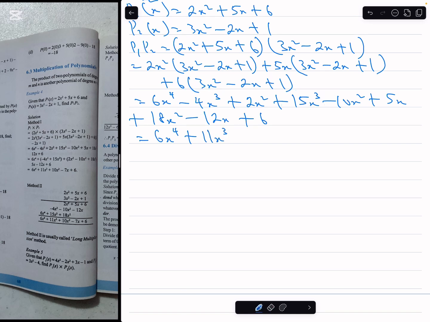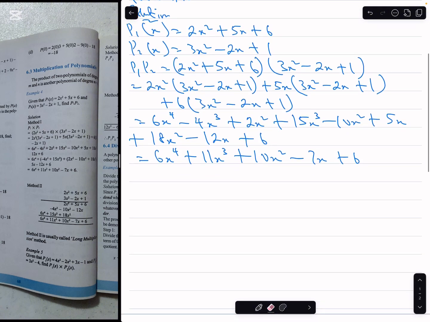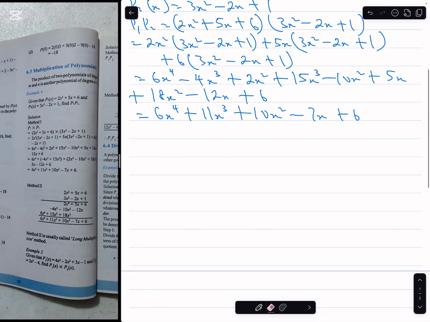Now the next one is 2x squared minus 10x squared, that's minus 8x squared, plus 18x squared, that's 10x squared. And the next one will be 5x minus 12x, that's minus 7x plus 6. And that's a product very simply. We can also do it this way, or we can do it this way.